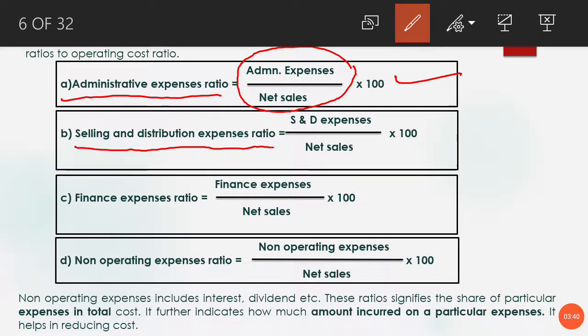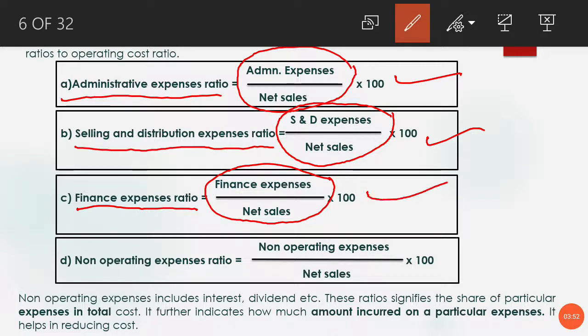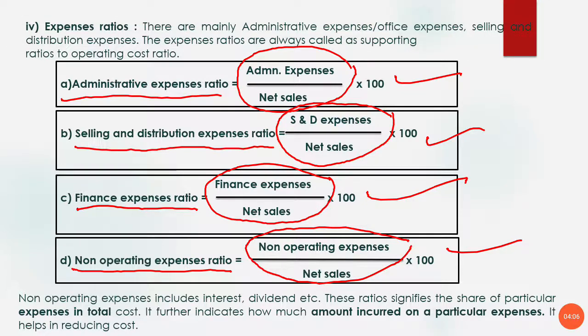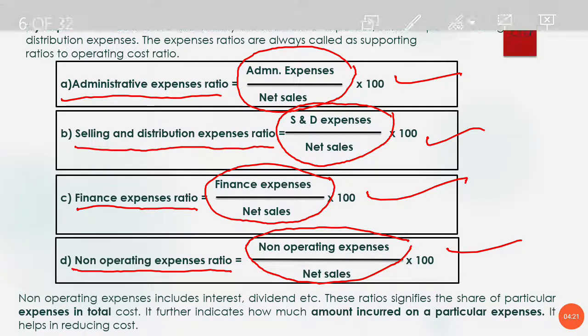B, selling and distribution expenses ratio is equal to selling and distribution expenses divided by net sales into 100. C, finance expenses ratio is finance expenses divided by net sales into 100. D, non-operating expenses ratio is non-operating expenses divided by net sales into 100. Non-operating expenses include interest, dividends, etc. This ratio signifies the share of particular expenses in total cost. It further indicates how much amount is incurred on a particular expense. It helps in reducing cost.